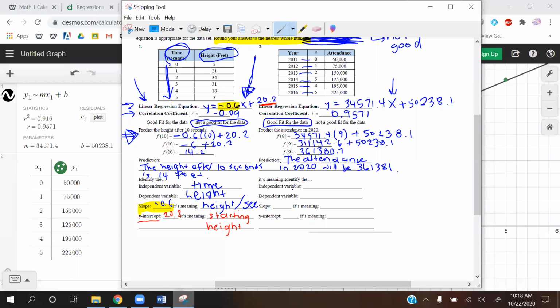All right, so we're gonna identify the independent variable, dependent variable, slope meaning, and y-intercept again. I don't know where this came from. This is just a typo, so ignore that. Okay, so we're going to identify the independent variable. Our independent variable is the column on the left, so year. The dependent variable is the column on the right, so attendance.